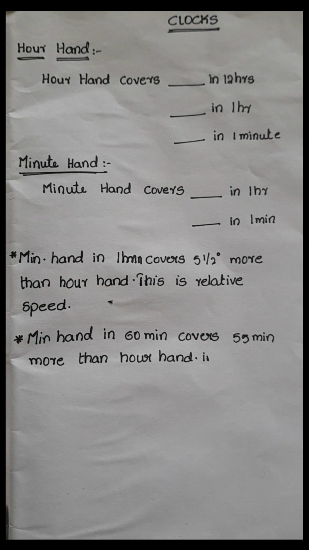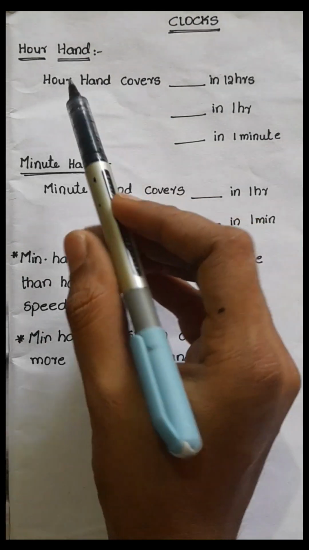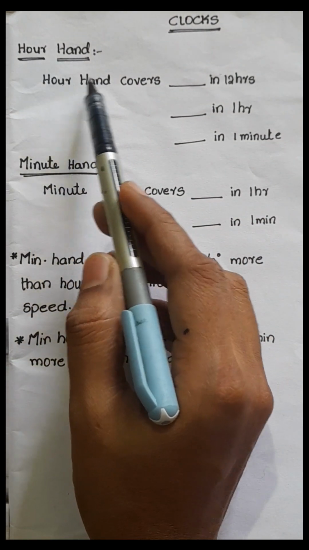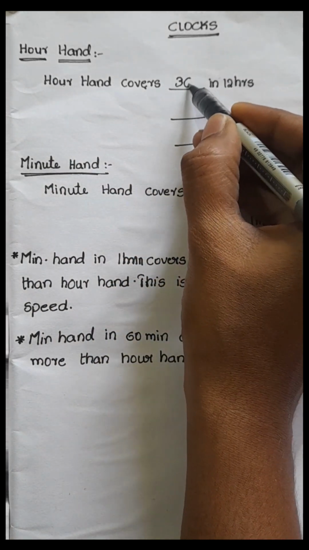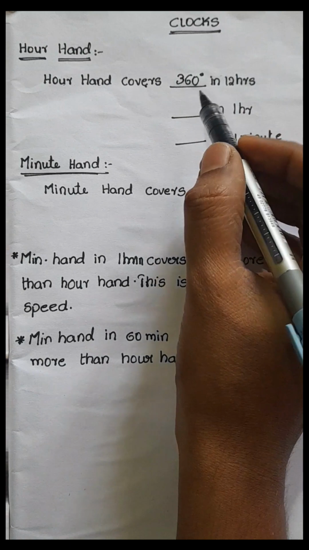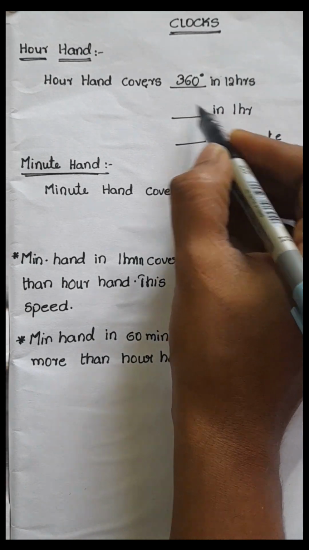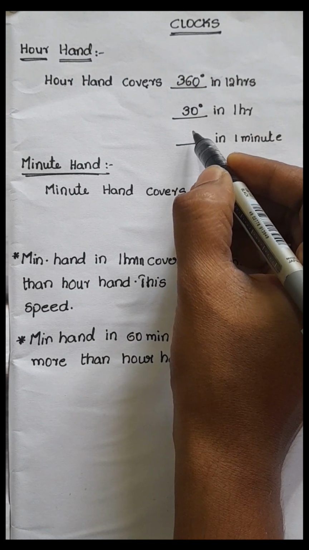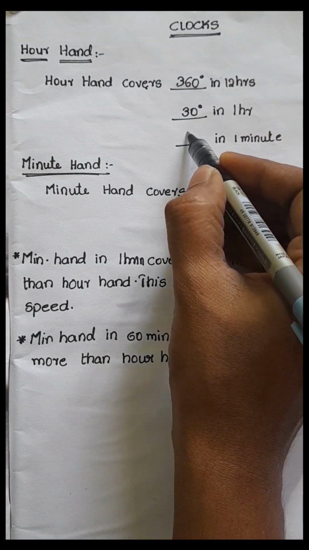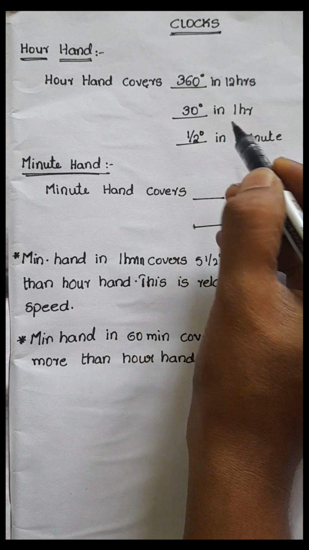Today our topic is clocks. Let us discuss some points. Hour hand. Hour hand covers 360 degrees in 12 hours, and in 1 hour it covers 30 degrees, and in 1 minute it covers half degree.